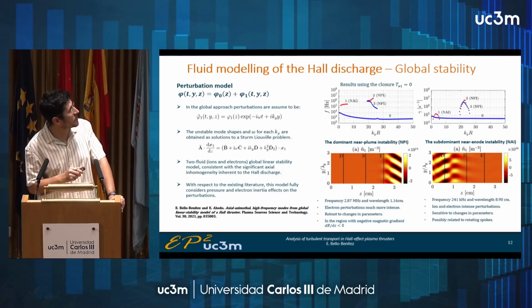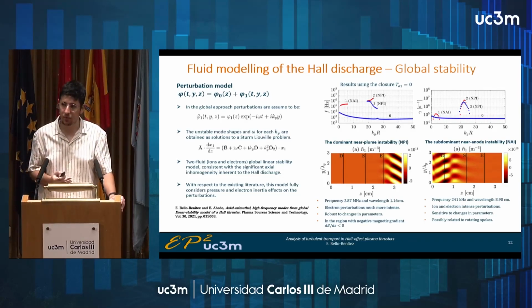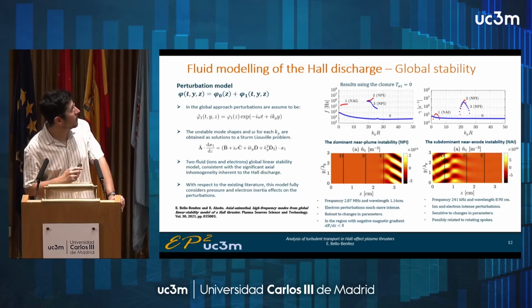And then we have these other modes here, which are subdominant, and they are near anode instabilities. They happen mainly close to the anode. They have lower frequencies. They involve ions and electrons, and they are very sensitive to parametric changes, for example.